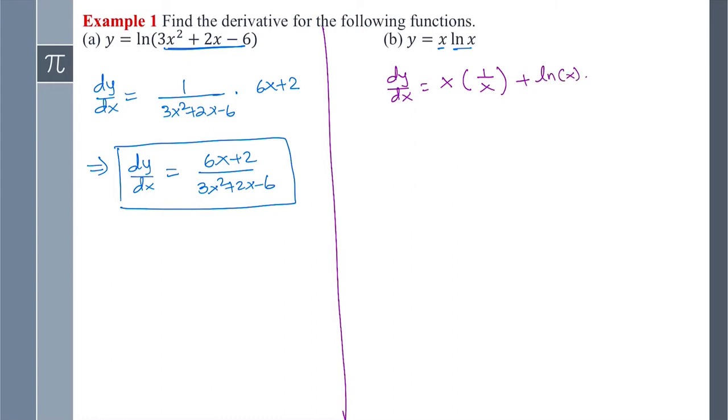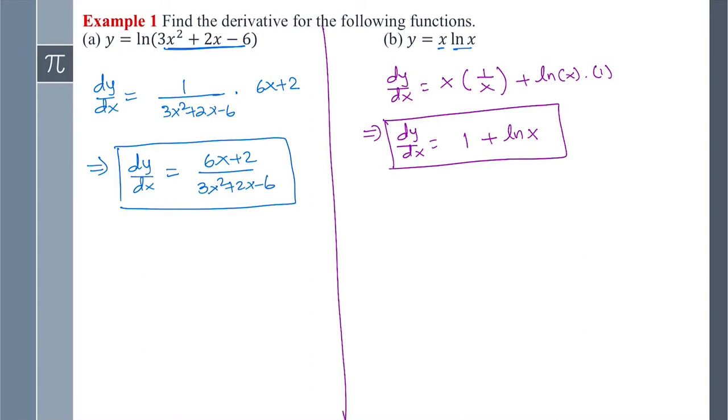times derivative of first function. The first function is x, so derivative of x is 1. And then that gives us dy over dx. Now the first one, x times 1 over x, is just 1, plus natural log of x times 1 is just natural log of x. And that is the derivative.